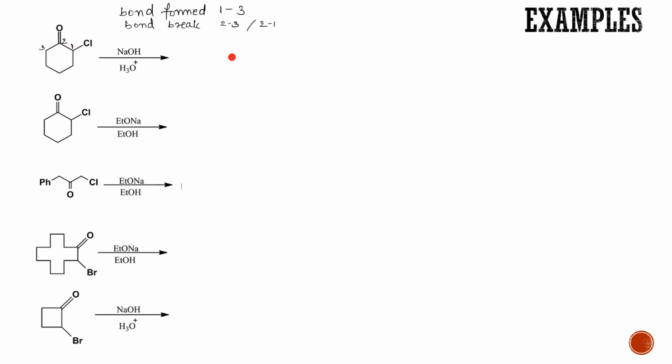Okay, so if I want to write the product directly, what I am going to do, the bond is formed between 1 and 3. So I will write the rest of the structure. This was my first carbon, this is the third carbon. So bond is formed between 1 and 3. Bond breaks between 2 and 3 or 2 and 1. Because this is a simple structure, we will break it between 2 and 3. So the bond at 2, so I'll write it here, sorry.